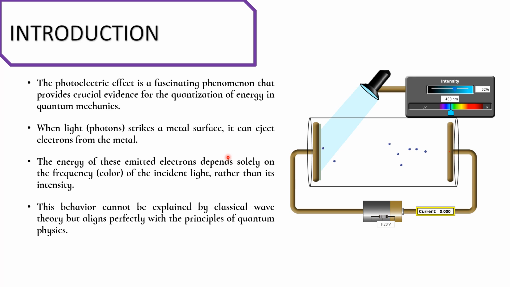And as you can see earlier, when I adjusted the wavelengths, you can see that affects how those electrons are being emitted. So it's more frequency dependent than intensity dependent. Okay. Now, this behavior cannot be explained by classical wave theory, but it aligns perfectly with the principle of quantum physics. So the idea of photoelectric effect, where you have all these concepts in discourse, perfectly aligned with quantum physics rather than classical physics theory.